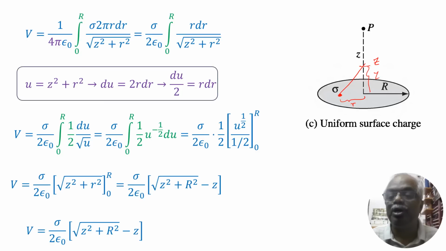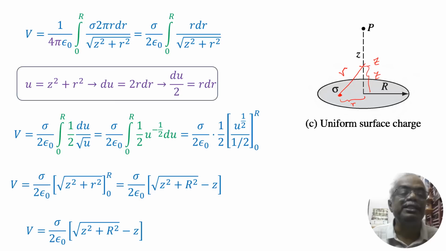So what is this distance? Let us say this distance is script R. Script r, then this distance is equal to square root of z squared plus r squared. This square root. So this is the distance between the small area under consideration and the point on the z-axis.